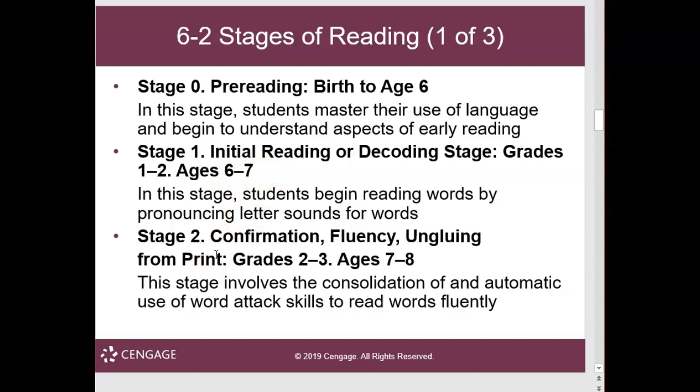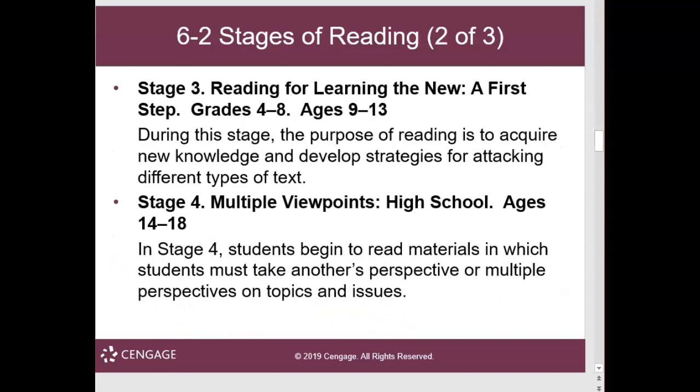Once they hit 7, boom, they're going to switch to stage 2? Not necessarily, right? So stage 2 is confirmation and fluency, ungluing from print. Okay, so kind of getting a little more into the word attack skills and looking at reading more fluently. The next stage is stage 3, reading for learning. Typically people say students learn to read first, right? And then all of a sudden it switches to they read to learn, or they're reading more for comprehension. Typically about grade 4-ish is where this switches. But again, for some of your students, it might be a little later.